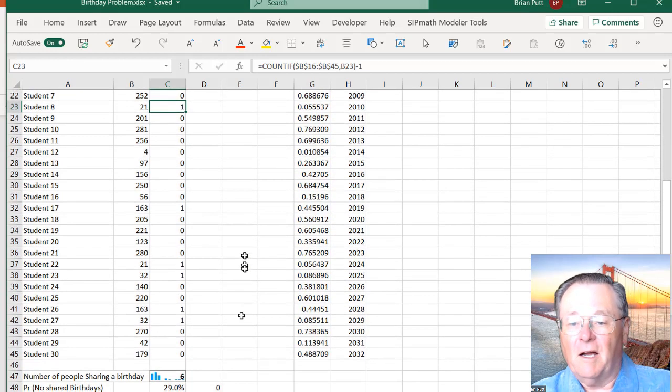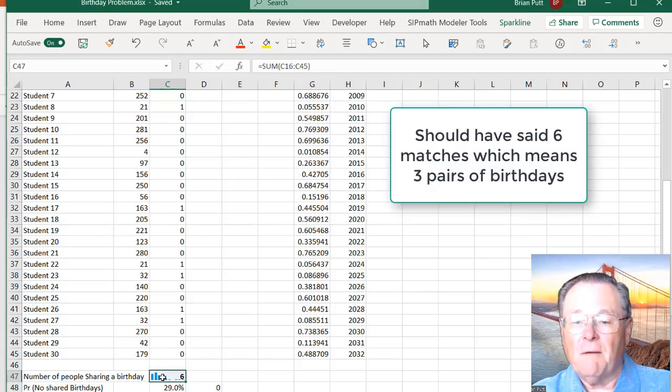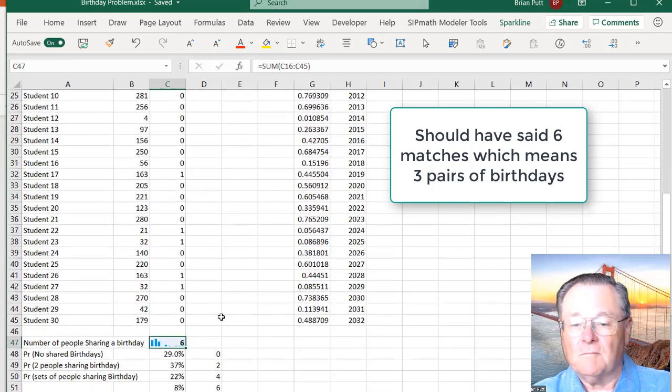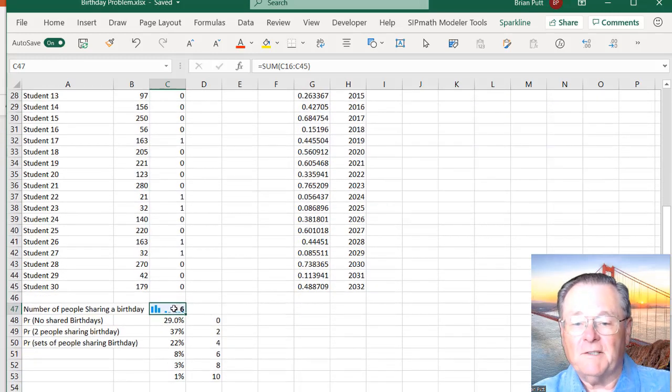Then I simply added up how many matches we had. Well, in this particular simulation, we had 6 matches. What does that mean? That means we had 6 pairs. Now that's a random variable. It has a distribution.